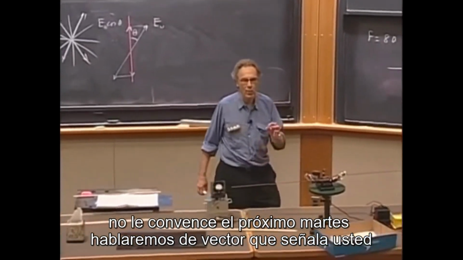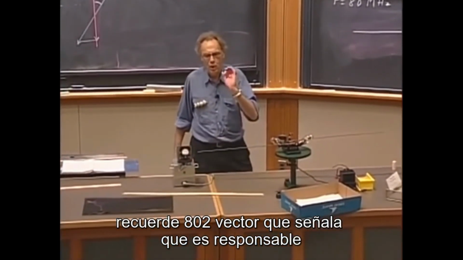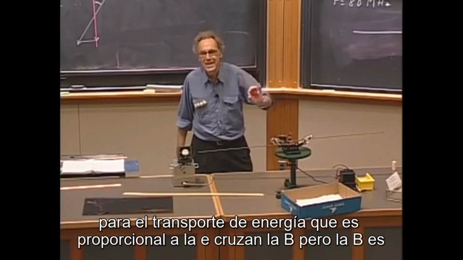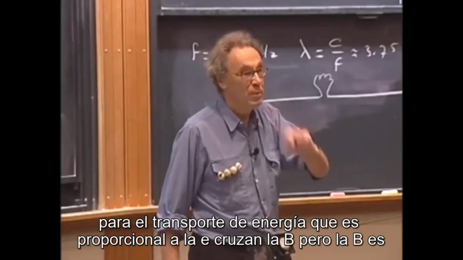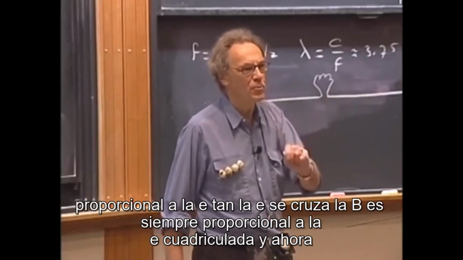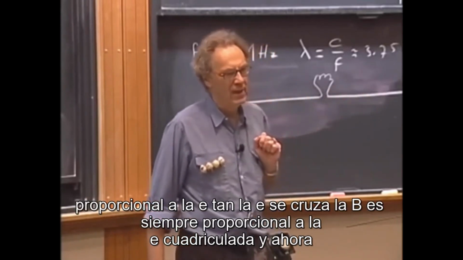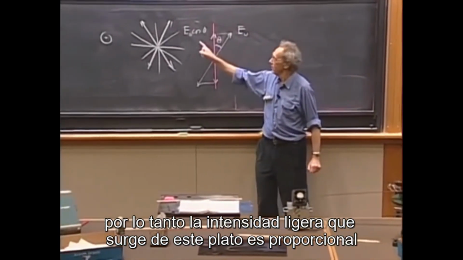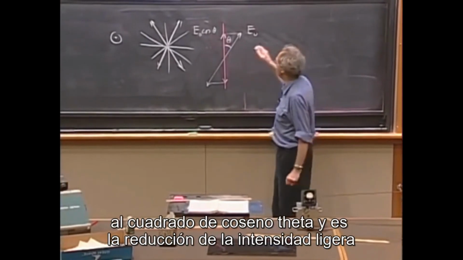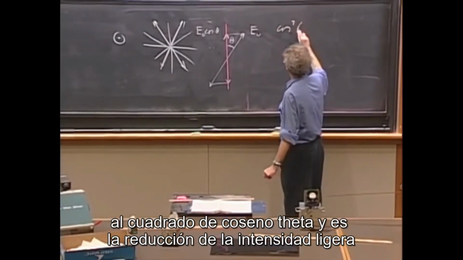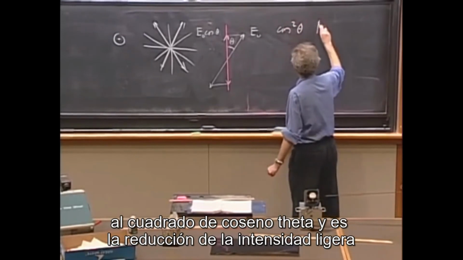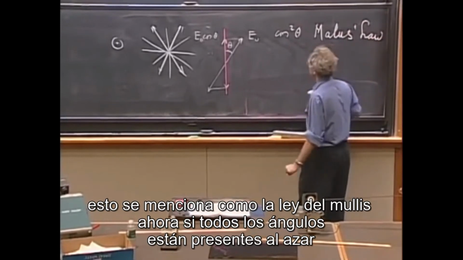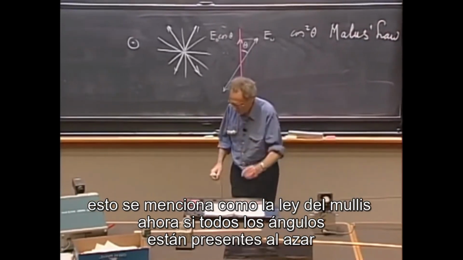If that doesn't convince you, next Tuesday we will talk about the pointing vector. You remember from 802, the pointing vector, which is responsible for energy transport, which is proportional to E cross B. But B is proportional to E. So E cross B is always proportional to E squared. And so therefore the light intensity that emerges from this plate is proportional to cosine square theta. And that is the reduction of the light intensity, and that is referred to as Malus's law.